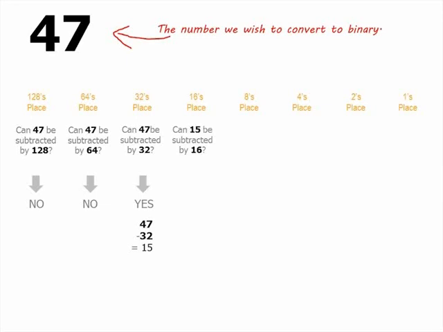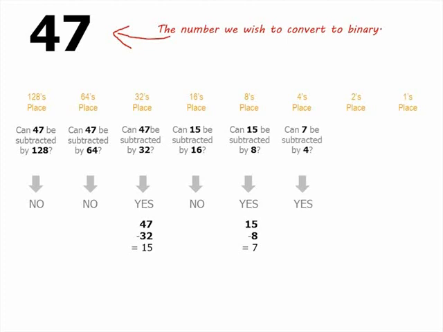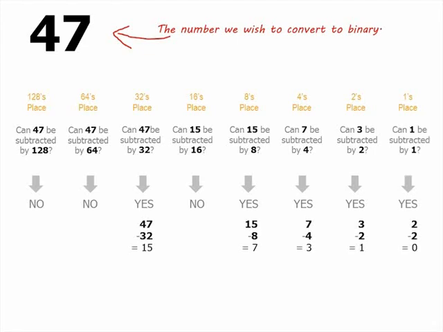Now, can 15 be subtracted by 16? No. Can 15 be subtracted by 8? Yes, it can. So we subtract 8 from 15 and we end up with 7. Can 7 be subtracted by 4? Yes, it can. We're left with the number 3. Can 3 be subtracted by 2? Yes. Leaves the number 1. And can 1 be subtracted by 1? Yes, and we're left with 0. So we have now mapped out the entire number.